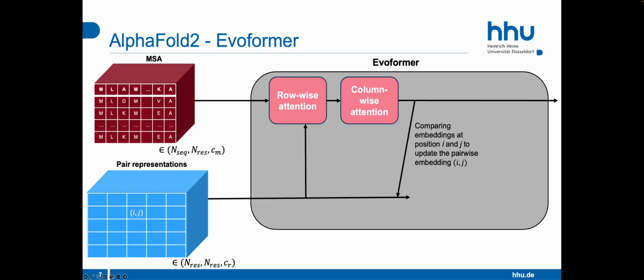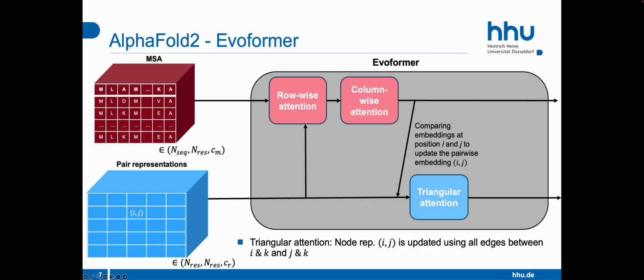For example, if we want to update the pair representation at position I and J, we use all the representations of all sequences from the MSA of the amino acids at position I and position J to calculate their interaction. This results in a vector that is used to update the pair representation.